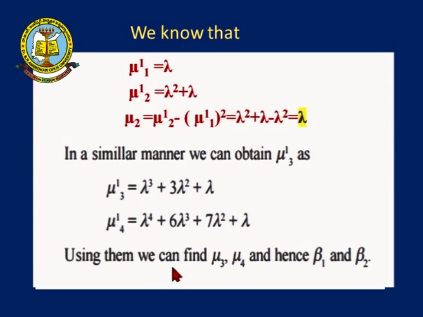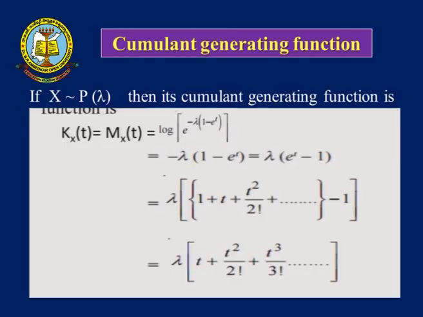Using them, we can find mu 3, mu 4 and then beta 1 and beta 2. Now the next important property of Poisson distribution is the cumulant generating function. Like earlier, when we discussed the moment generating function of Poisson distribution, in a similar manner we can go for the cumulant generating function. It is very important and easy to generate, because we can apply some differentiation and put t equal to 0, and then we will get different orders of the distribution.